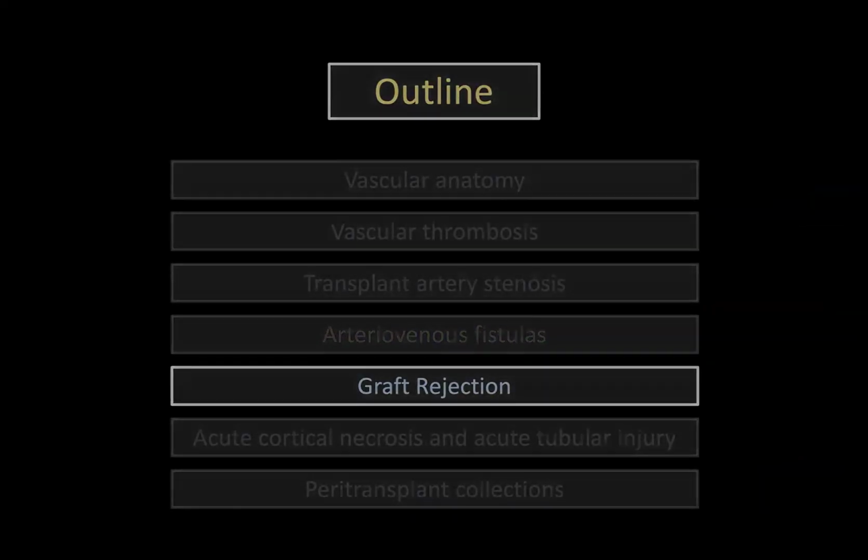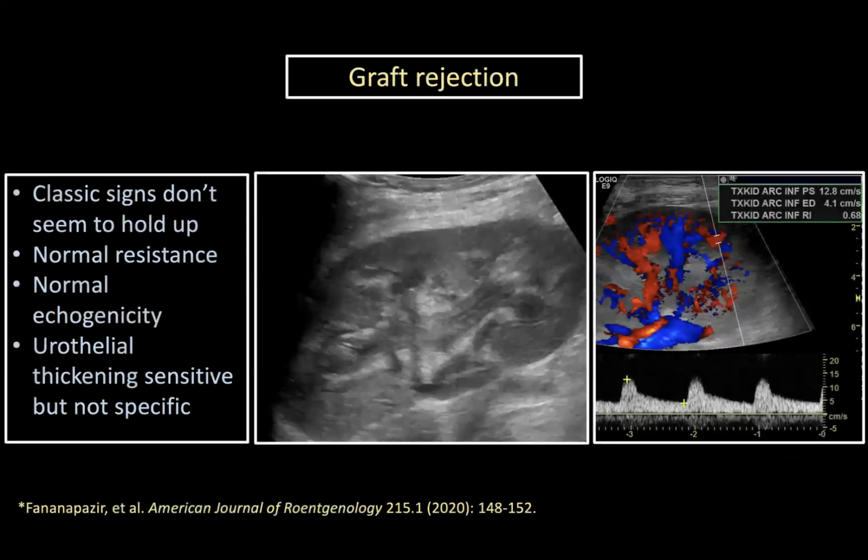We're going to next talk about graft rejection. Now, graft rejection has a number of classic signs that have been talked about in radiology literature. It talks about high resistive indices, increased echogenicity, corticomedullary differentiation. There's a number of different things that are classically discussed with graft rejection. However, recently we looked at this and we found that none of those signs really held up in being able to differentiate rejection from other causes of renal dysfunction. And in fact, the average rejection resistive index was within the normal range. So we didn't find that to be particularly useful.